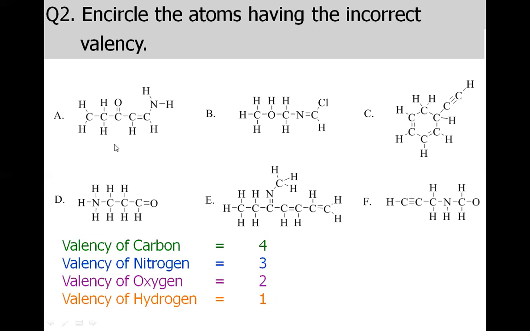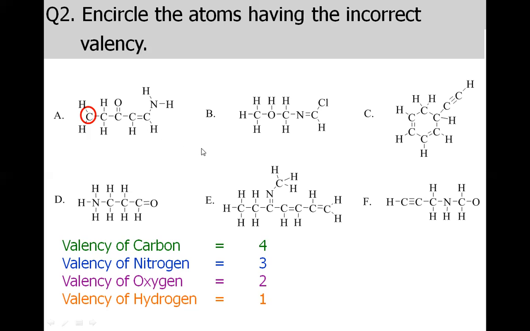Now if you look at compound 1, here the first carbon has 3 valencies being shown, which is certainly not the correct valency. So yes, this carbon is to be encircled because it does not have 4 valencies. However, the second carbon has all 4 valencies satisfied. As the third carbon, one through the double bond and two through the single bonds, and the remaining two carbons are also in 4 valency. So as for nitrogen, hydrogen and oxygen.